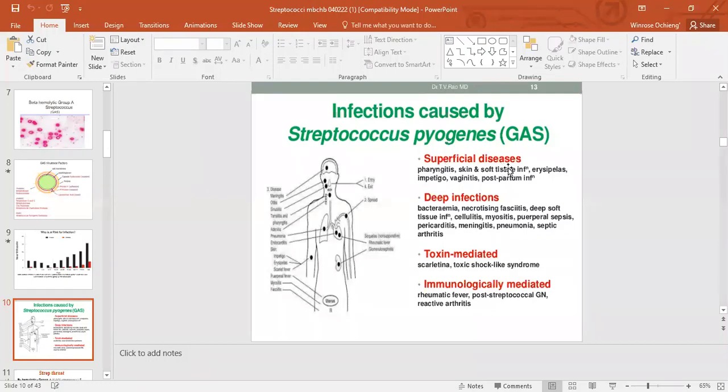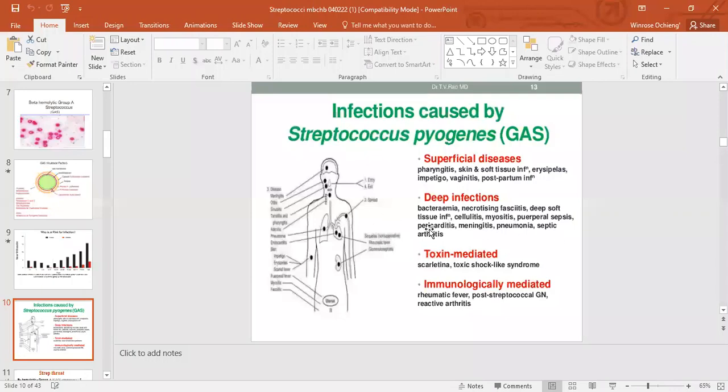We also see skin and soft tissue infections. We have impetigo, vaginitis, and postpartum infection. These are most of the infections caused by the species of Streptococcus pyogenes. We also have deep infections. This bacteria has the ability of disseminating to further tissues. Apart from the route of entrance, the portal of entry, they can also cause infection in other tissues.